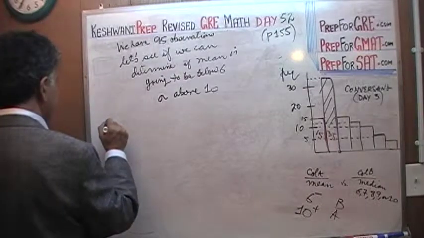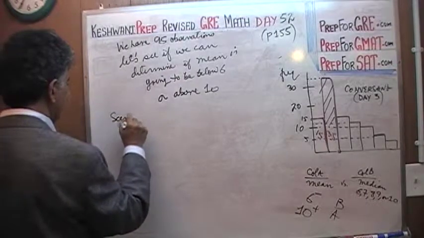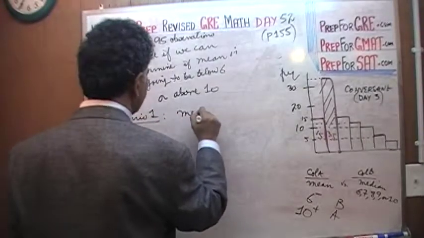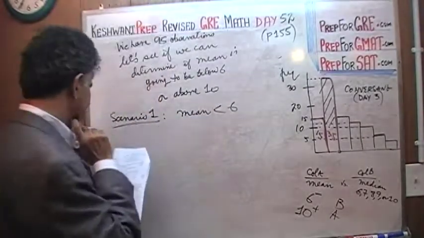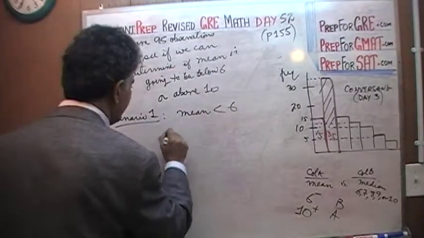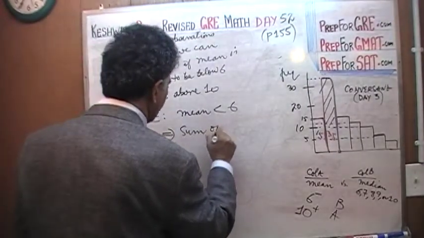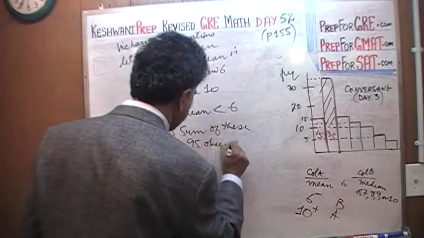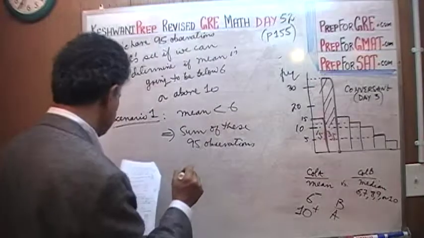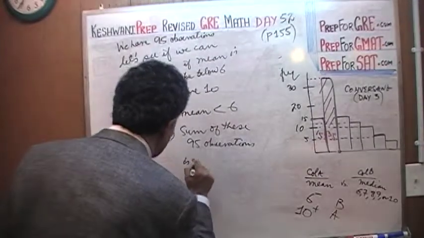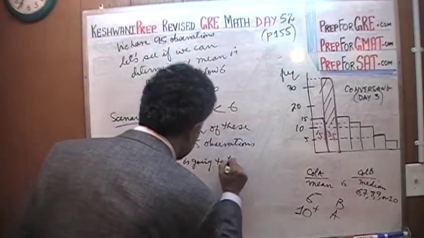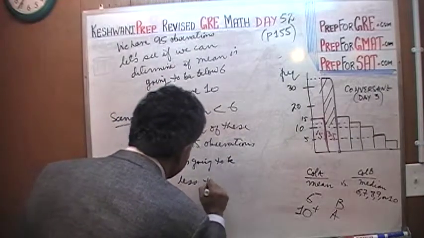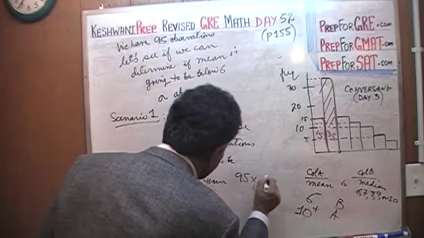So what does it mean if it were below 6? Let's look at scenario number 1. Scenario 1. The mean is below 6. If the mean is below 6, that would imply that the sum of these 95 observations is going to be less than 95 times 6.